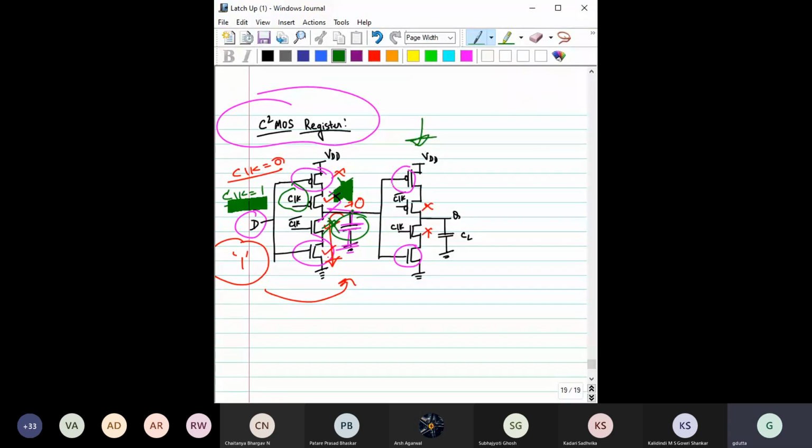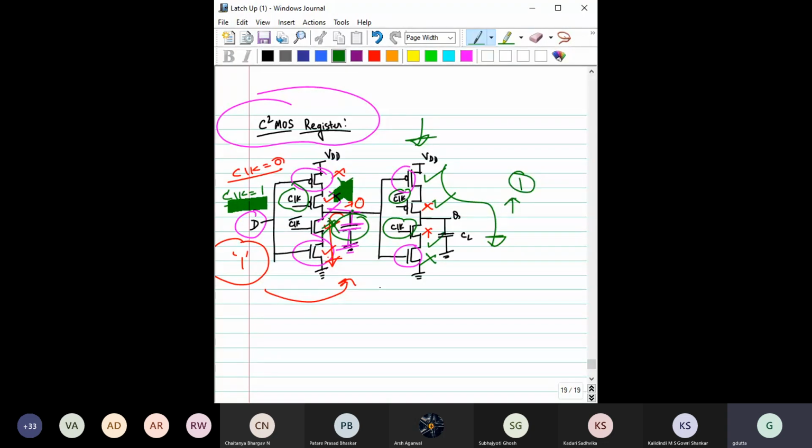Here you can see clock is now 1. So clock equal to 1 means this transistor is now on. This clock bar is equal to 0, so this transistor is now turned on. This is already 0, because it is storing the value 0 from the previous stage. So now this 0 will turn this transistor on, but this 0 will turn this transistor off. So you can see there is now a path for this capacitor to get charged, and it will store the value 1.